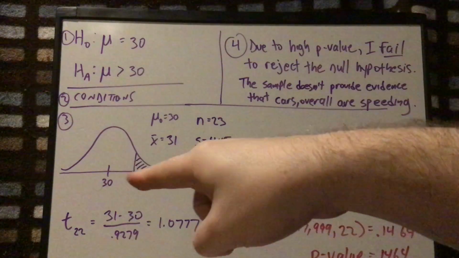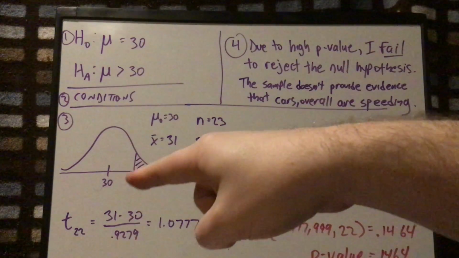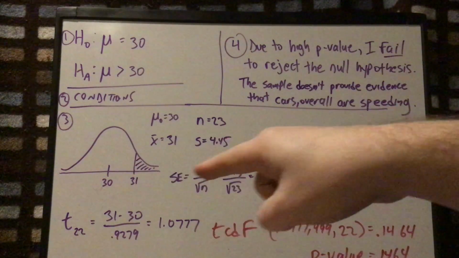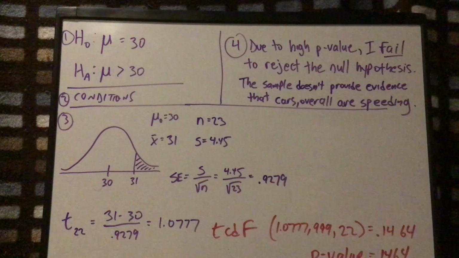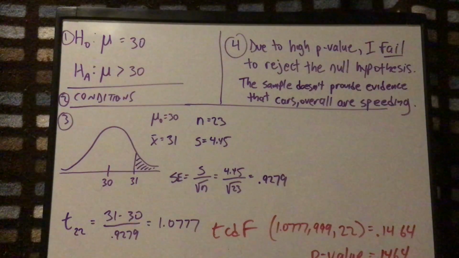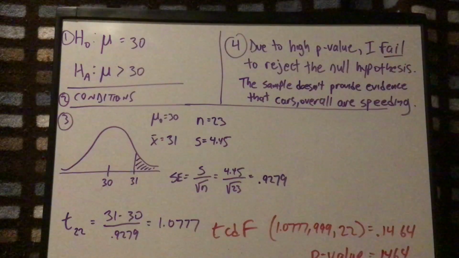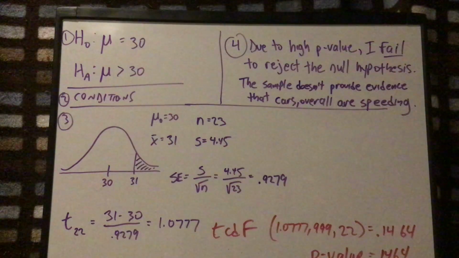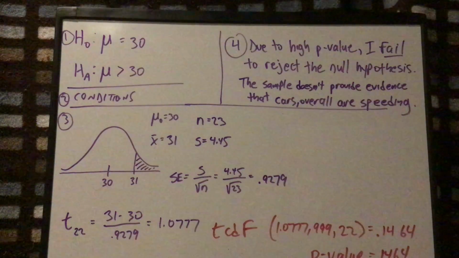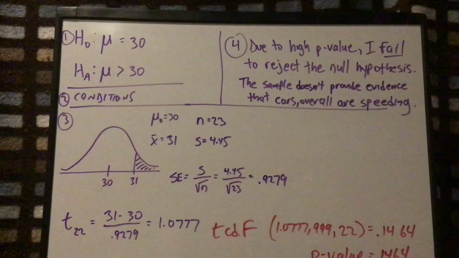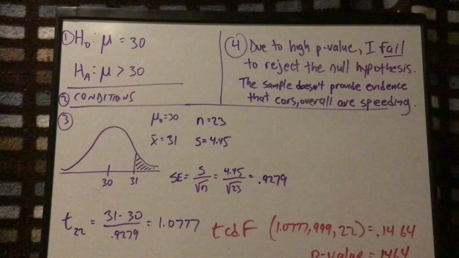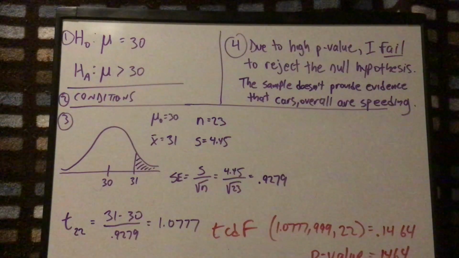So if this is our assumed mean, how often do we get a result this strange or stranger, or this far out or farther? Well, the p-value comes out at 0.1464. So about 14.6% of the time, if we keep taking samples of 23, we would get a result of people having a mean of 31 or greater.